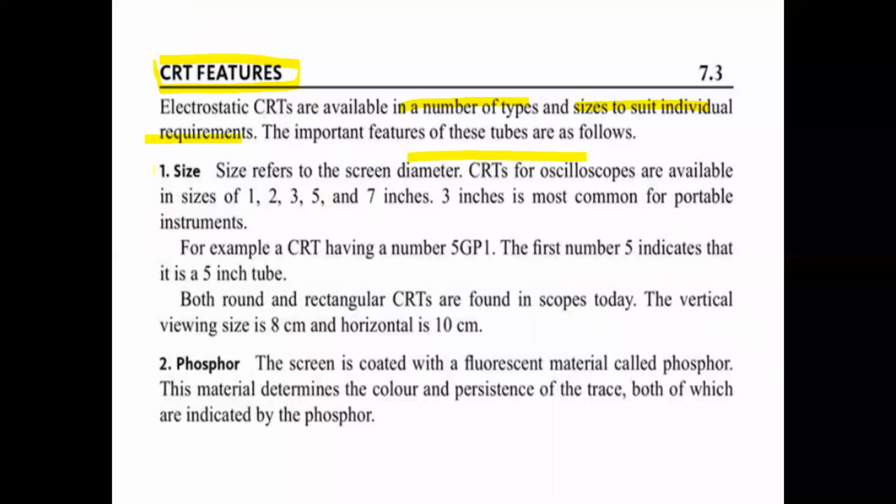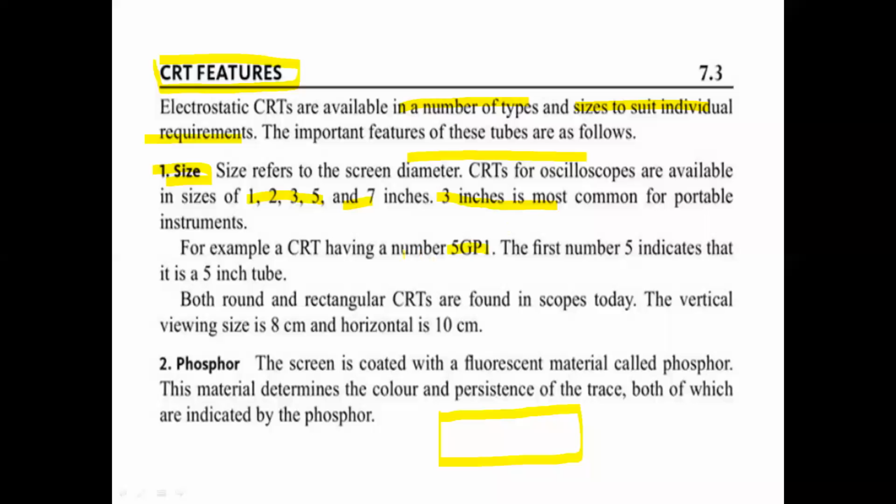So the first feature is size. So size of what? The size refers to the screen diameter. So here, the size of what are we talking about? The screen. In the CRO, we see the screen in front, so the size of that screen. So these are available in sizes of 1, 2, 3, 5 and 7 inches. How many inches? 1, 2, 3, 5 and 7 inches. And mostly the size used in our laboratory is 3 inches. Yes, 3 inches. For example, a CRT having a number 5 GPI.